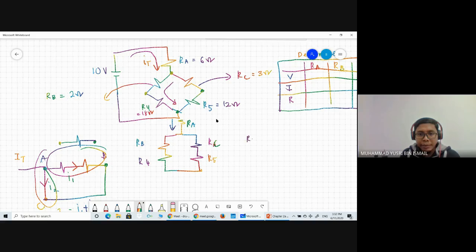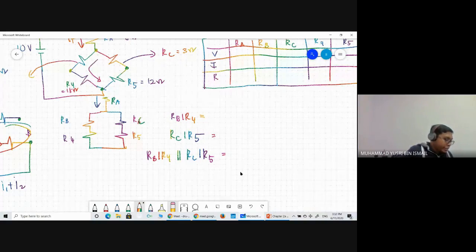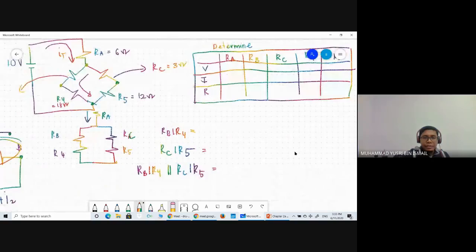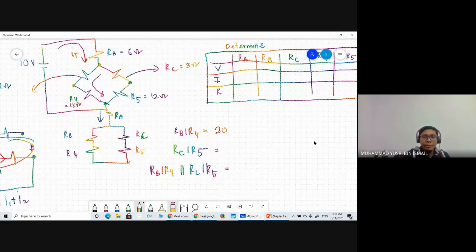Okay, first RB series with R4, and then RC series with R5, and then RB series with R4 parallel with RC series with R5. So now calculate on your own. So basically you will get RB and R4, which is 2 plus 18, so you will get 20 ohm. And then RC and R5 is 15 ohm.